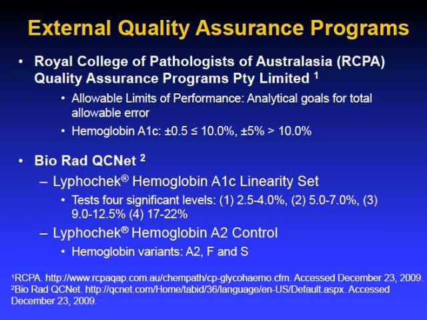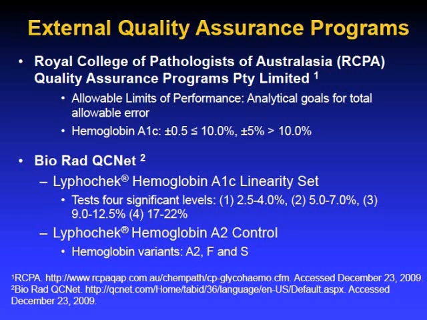For glycated hemoglobin, they offer the LipoCheck Hemoglobin A1c linearity set, which also uses human whole blood. Four significant hemoglobin A1c levels are measured: the first being 2.5 to 4%, the second 5.0 to 7.0%, the third 9 to 12.5%, and the fourth 17 to 22%. A software tool is also available online.